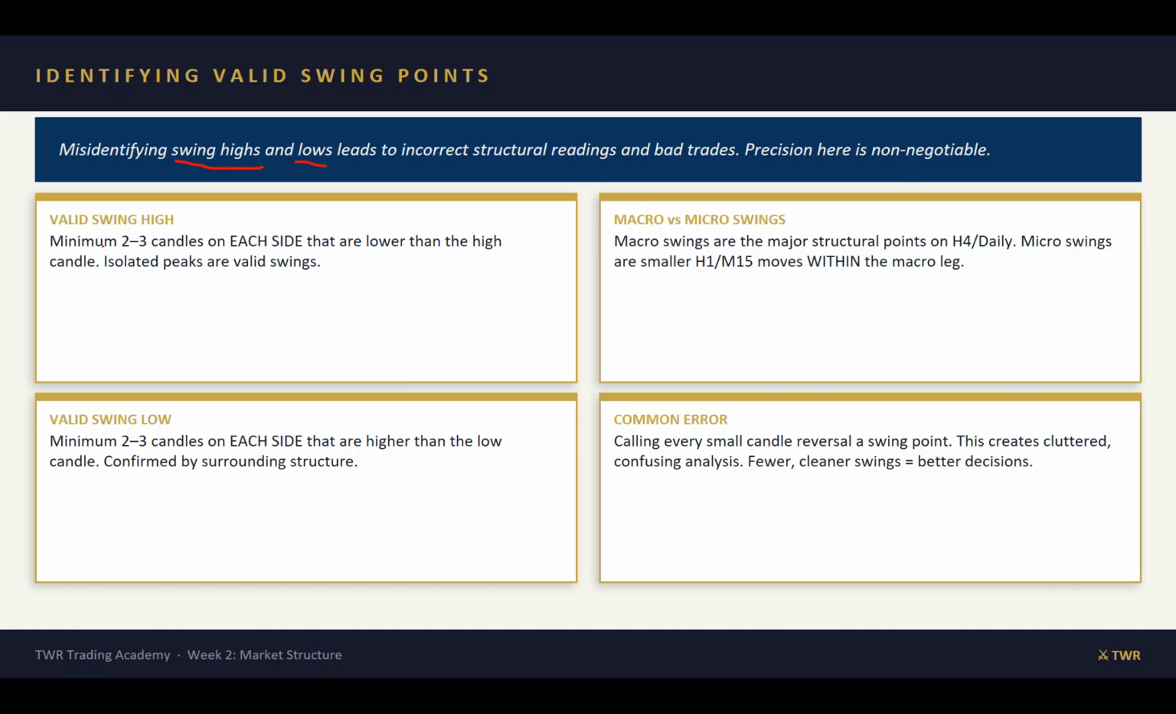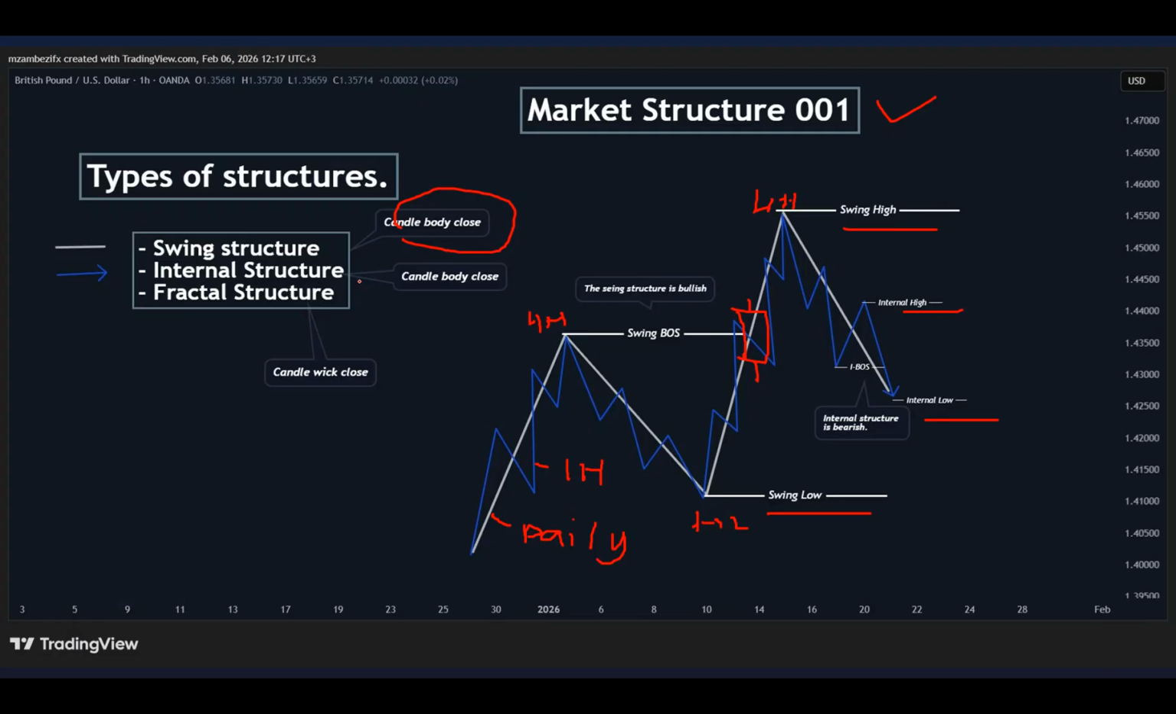Minimum of 2 candles. For a valid swing high, you have to wait for a minimum of 2 candles on each side that are lower than the high candle. Let me show you on the charts.